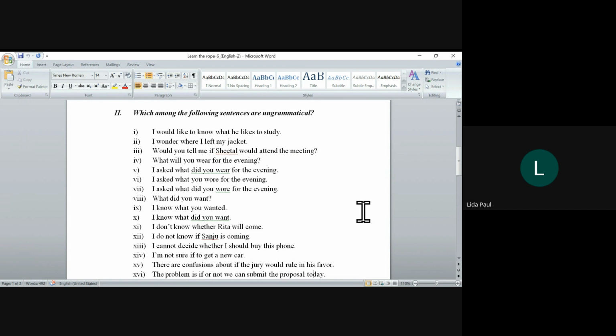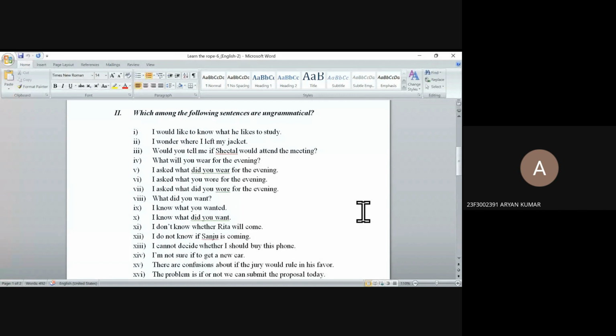Okay. Eighth one, what did you want? It's a simple sentence and it's a grammatical sentence. Ninth one, I know what you wanted. It's grammatical, right? Same thing. We did not do any extraction of tenses. It's still on the verb want, and it's a question clause. So grammatical. Next one, I know what did you want?